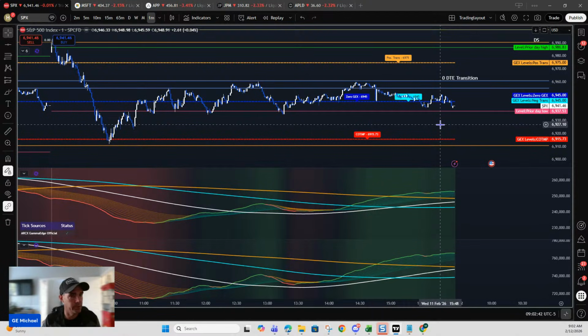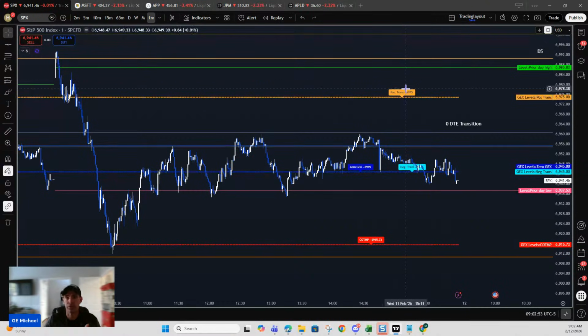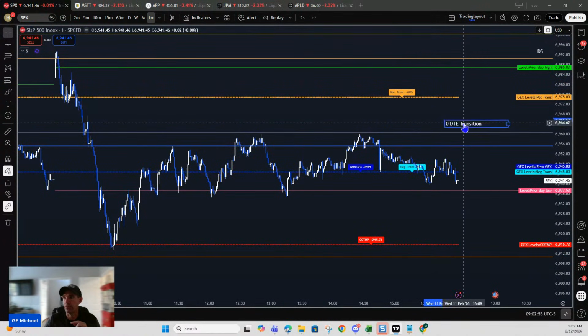Basically, I'm more of a swing trader. I'm not really a 0 DTE trader. I will do 0 DTE when I think there's a good risk reward or great opportunity. But what I like to do is what I did here: I actually have the full expiry script, but then I put the 0 DTE transition zones.